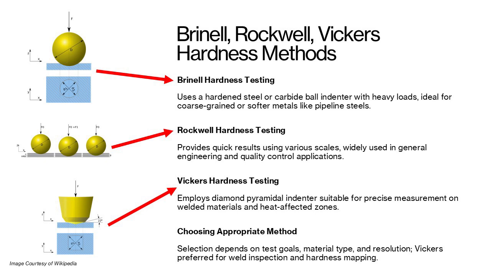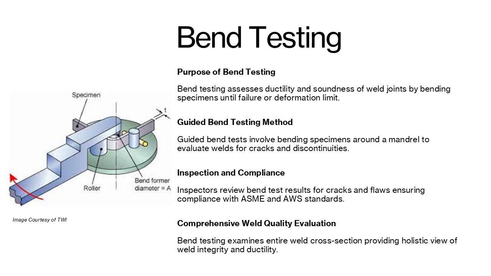Bend testing evaluates the ductility and soundness of welded joints by subjecting specimens to bending stresses until failure or a specific deformation limit is reached. This test is particularly important during welding procedure qualification, where it confirms that weld metal and heat-affected zones can deform without cracking. Guided bend tests are commonly used, applying force to bend the specimen around a mandrel. Inspectors evaluate the tension surface for cracks, lack of fusion, inclusions, or other discontinuities that compromise weld integrity. Bend tests help ensure that welds possess adequate ductility and do not contain flaws that could propagate under load.